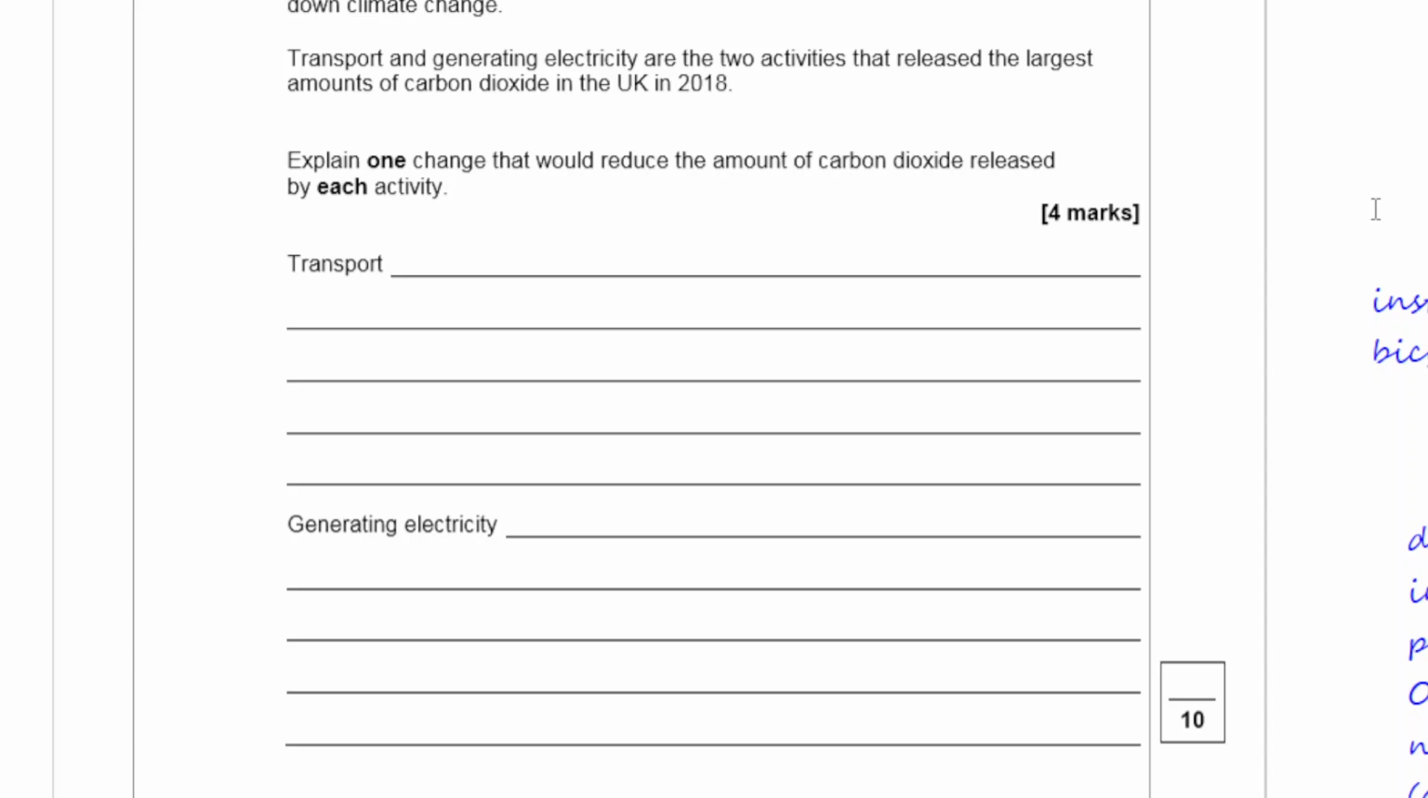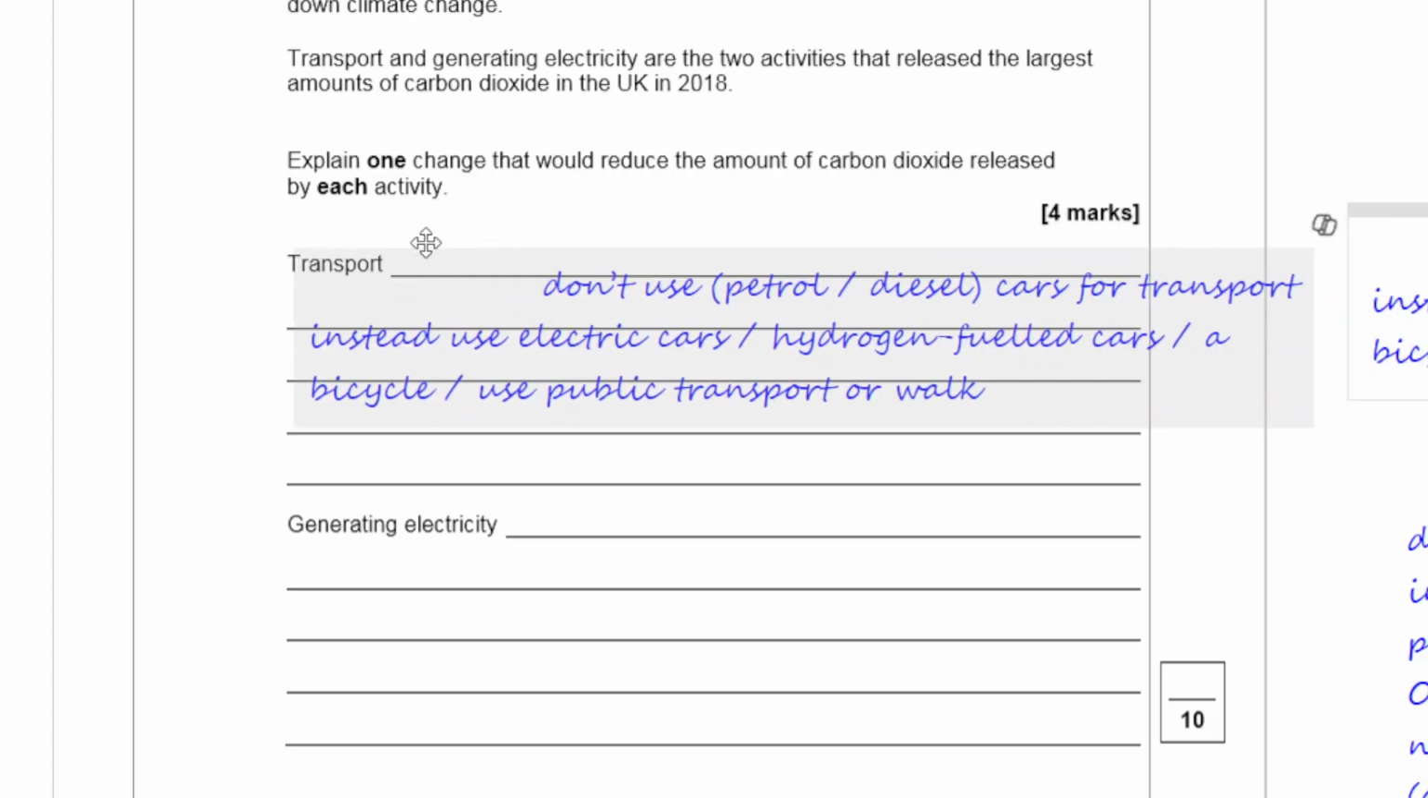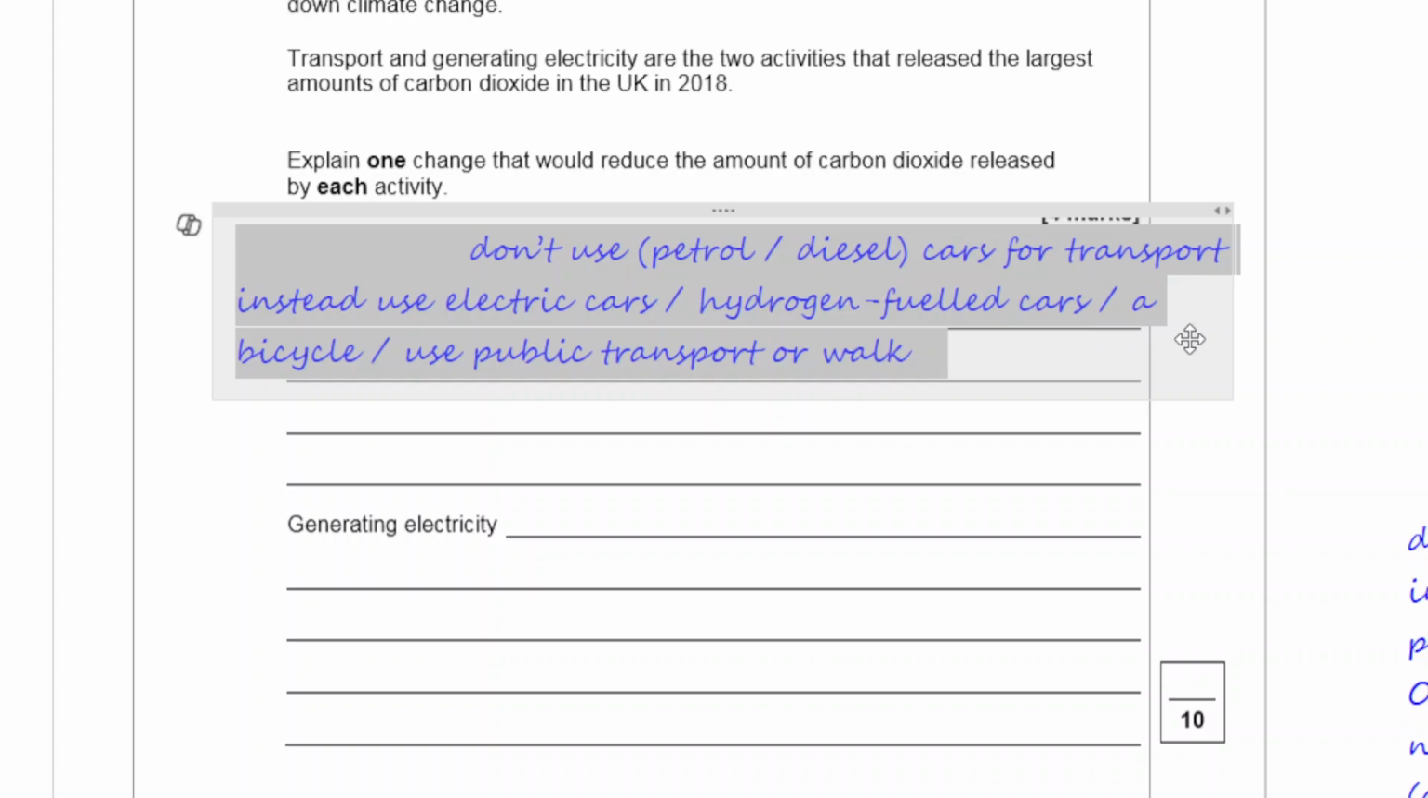if we don't use fossil fuels such as petrol, diesel, and gas, we could reduce the amount of carbon dioxide released. Instead, we could use electric cars. Doesn't completely take it off, but it will reduce the amount of CO2. Hydrogen fuel cars still in production. We could use public transport or use a bicycle or walk. Any of those will be fine.